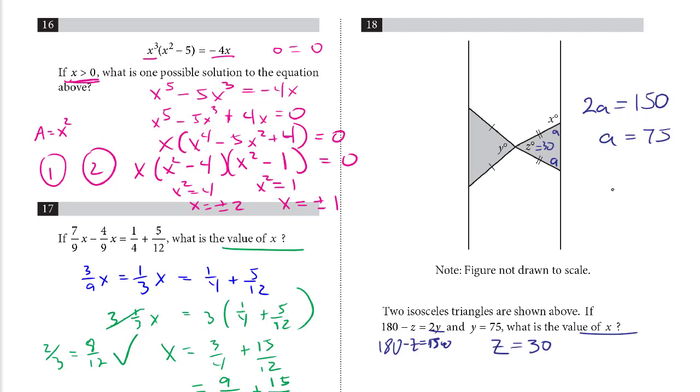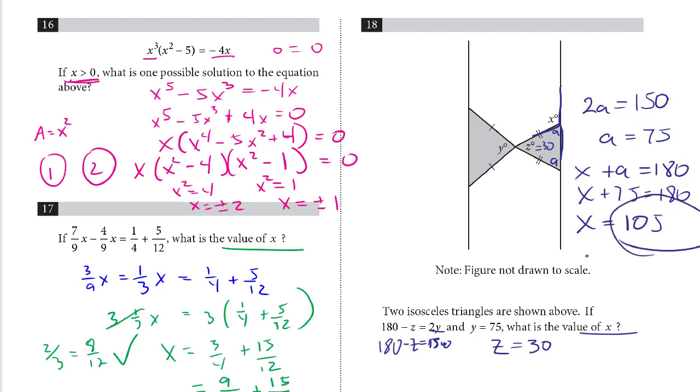That means x. What do we want to know x is? x is an angle along a line, or linear pair postulate, linear pair with a, which means x plus a equals 180 in degrees. We know a is 75. So x must equal 180 minus 75, or 105. The correct answer for 18 is 105.